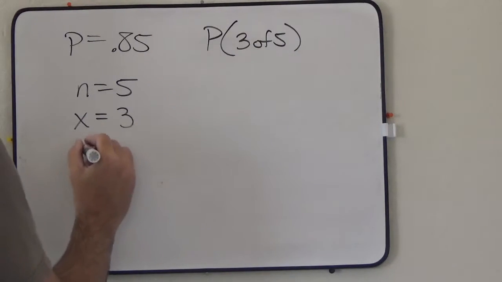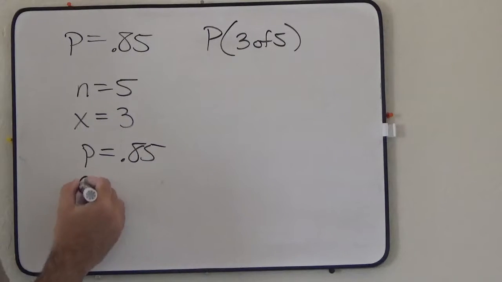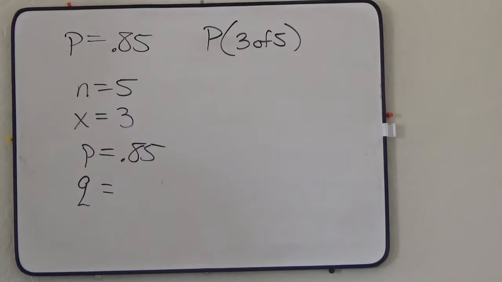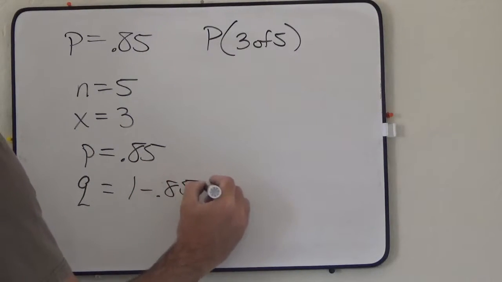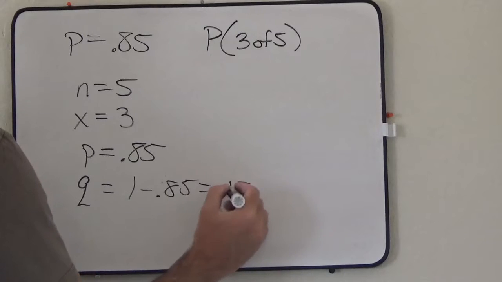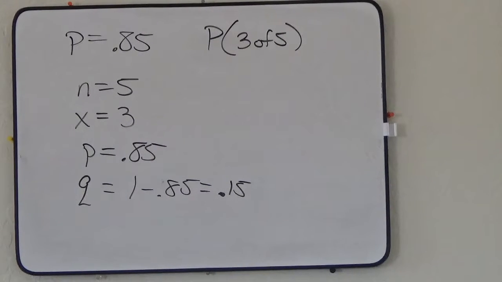P, we know the probability of success is 0.85. Q is the probability of not having success, or failure, which means they say no. And so that right there would be 1 minus 0.85, which is 0.15. So my Q is 0.15. Alright, now I know what my values are that I need in order to solve this.